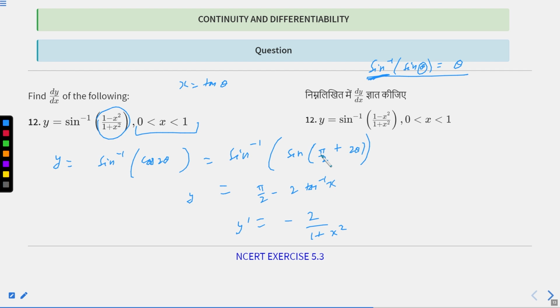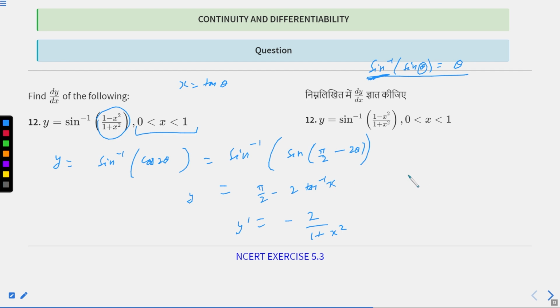If you use the plus, this will be the same as cos 2 theta, but it cannot be reduced to pi by 2 plus 2 theta because of this given condition. Otherwise it will be out of the branch. Clear? We are not going into that much detail, so for now just stick to the differentiations. I hope the solution is very clear to you.